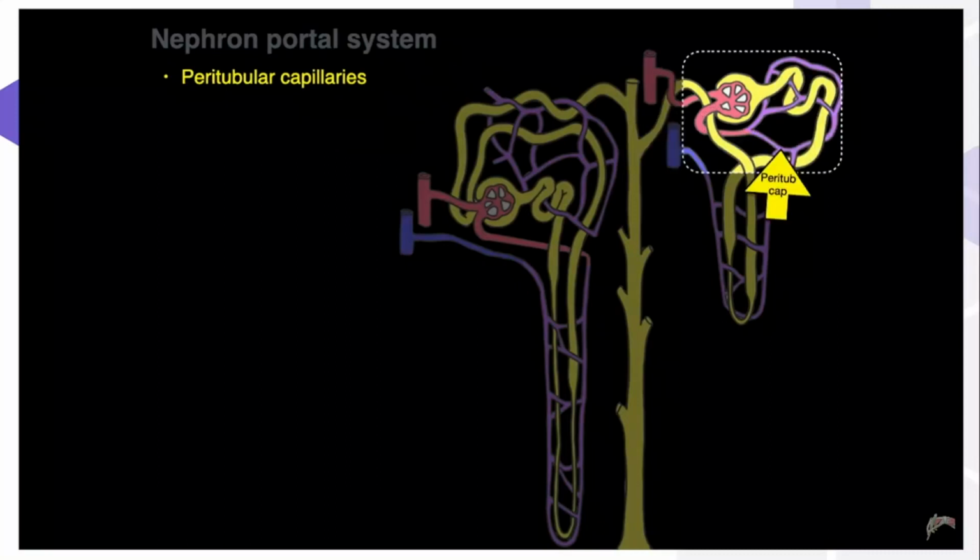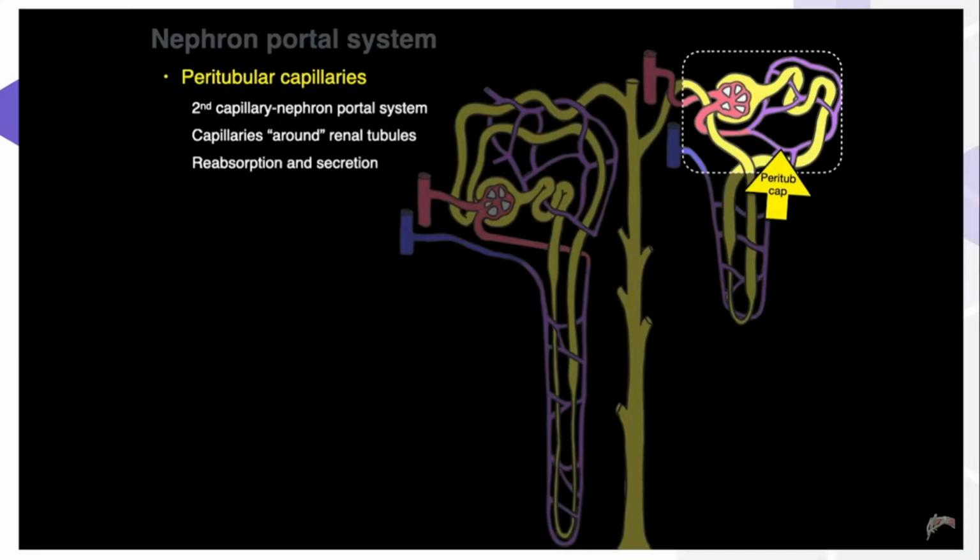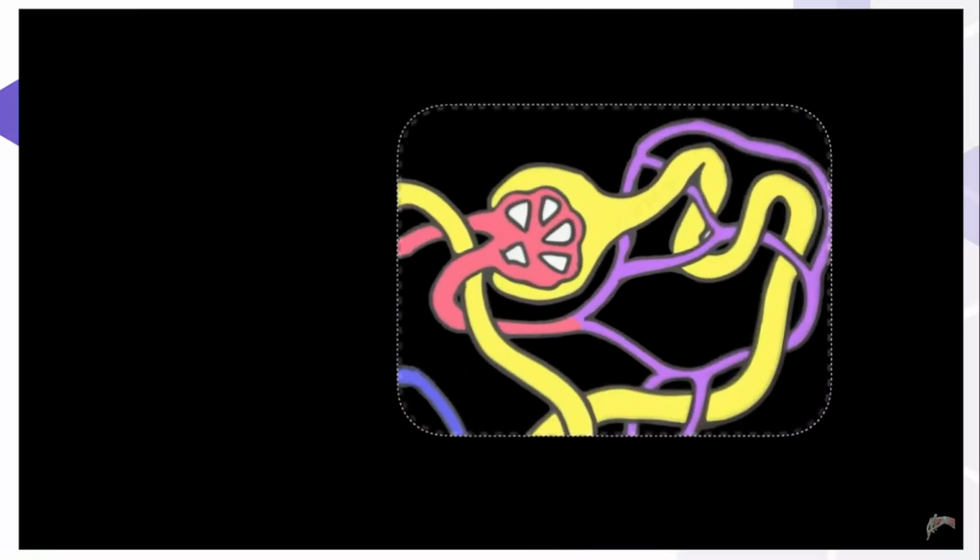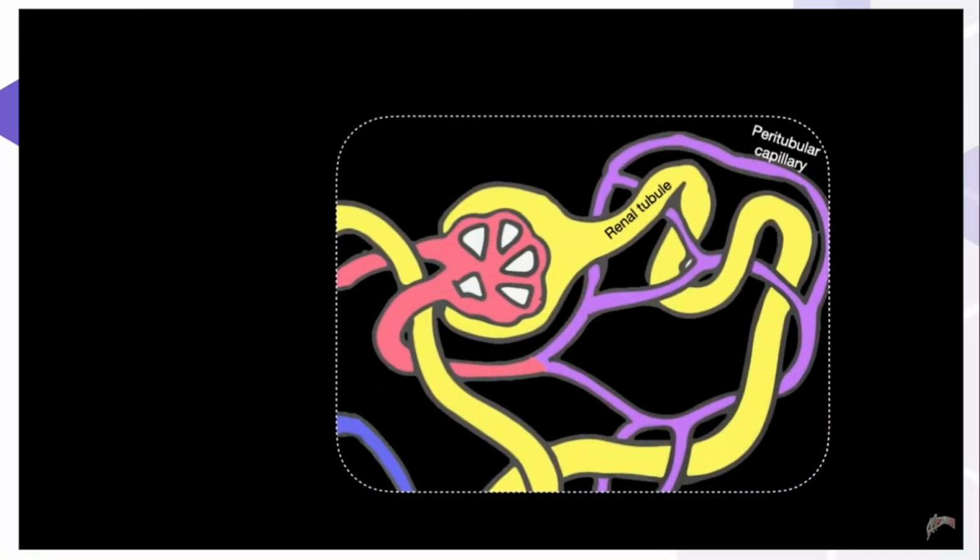Next is the peritubular capillaries. The efferent arteriole gets converted into peritubular capillaries, which surround the tubular portion of your nephron. It is the second capillary bed of the nephron portal system, the capillaries around the renal tubules. Here the renal absorption and secretion take place. You can see the reabsorption that occurs here. Important ions or substances are reabsorbed and some are secreted.